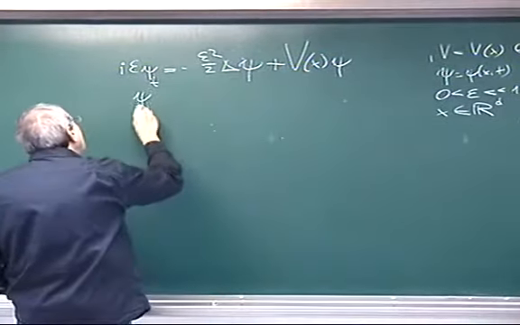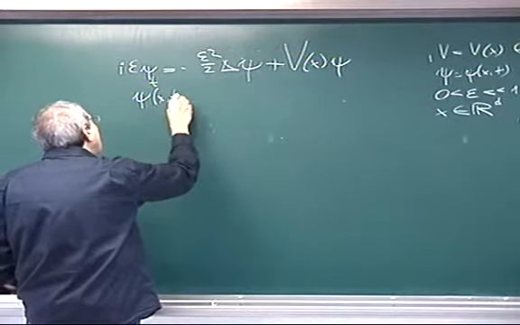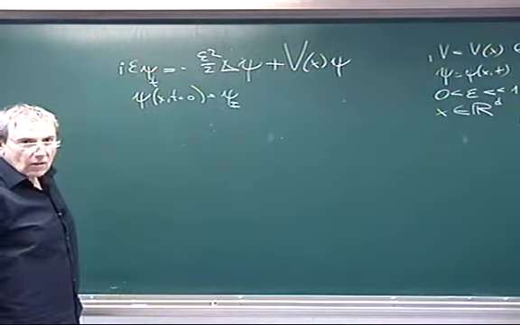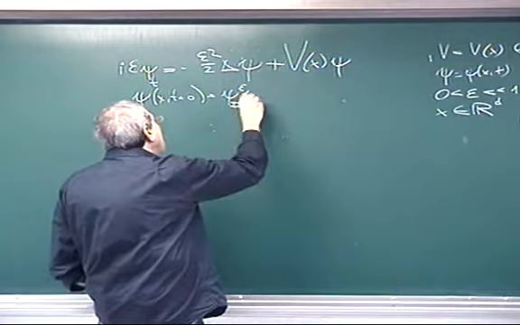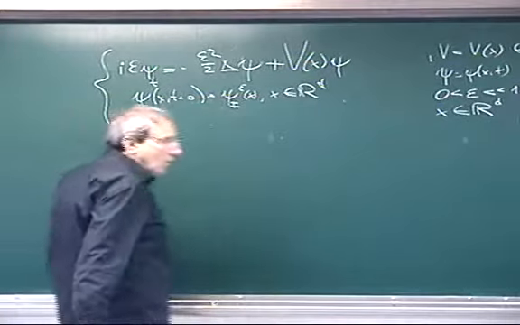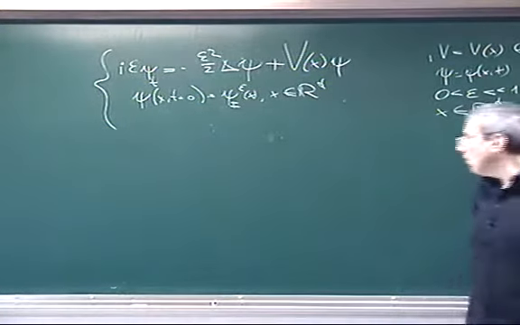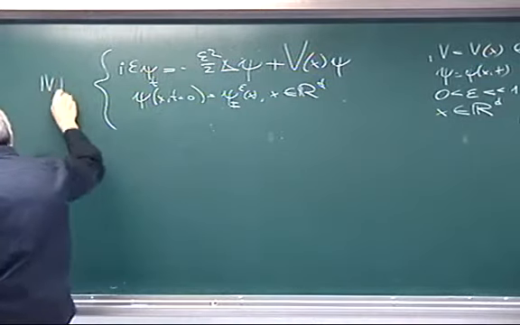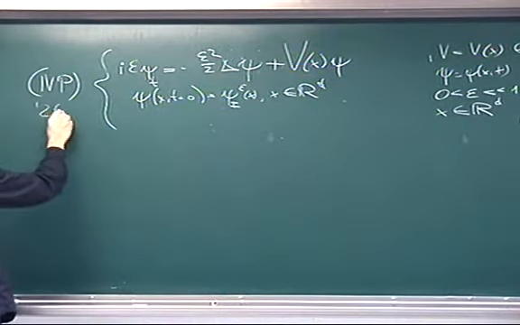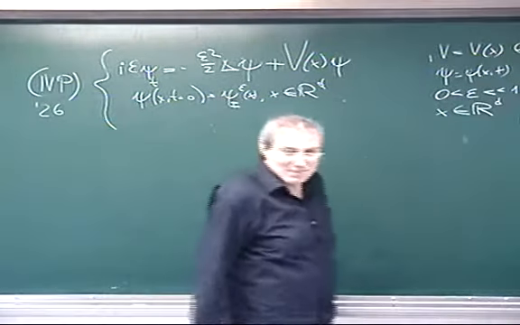Okay, so the initial datum is psi at time t equals 0, and I assume that it's just some given function, which I call psi I, and this may very well depend on epsilon. So this is the initial value problem for the Schrodinger equation. It was written down for the first time by the Viennese physicist Erwin Schrödinger in the year, I think, 1926, more or less.